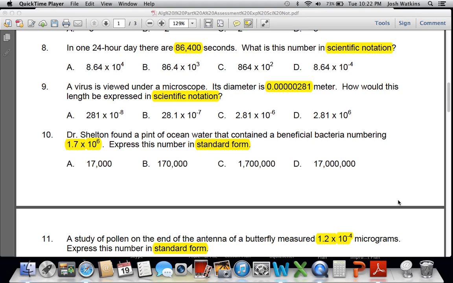Number 10, Dr. Shelton found a pint of ocean water that contained a beneficial bacteria numbering 1 7/10 times 10 to the 6th. Express this number in standard form. So you need to write 1 7/10 times 10 to the 6th in standard form.